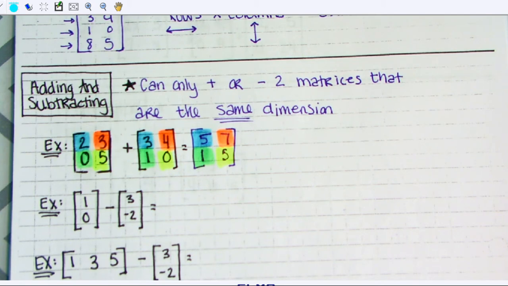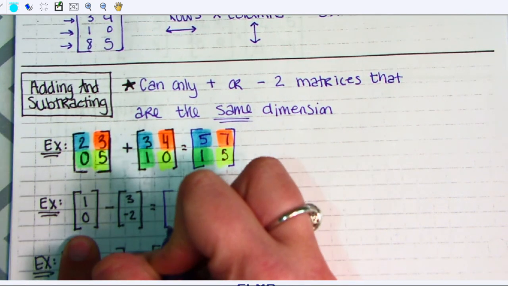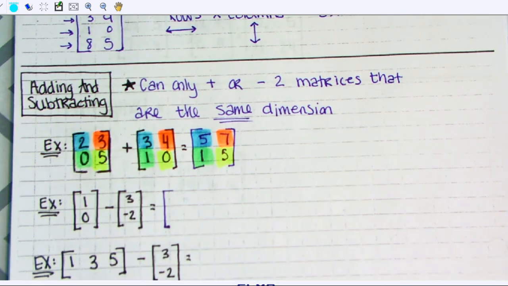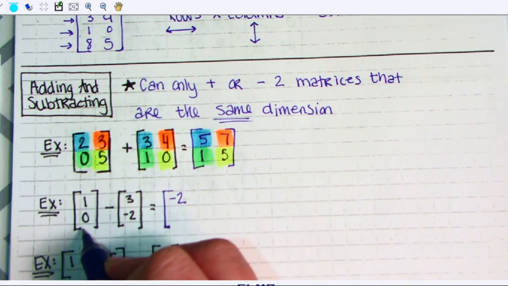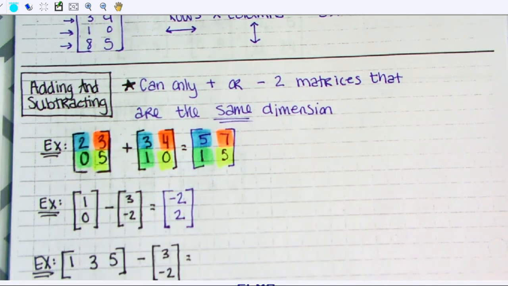Okay. Subtracting is the same thing. You just subtract. So I'm looking at my dimensions. What's the dimension of my matrix? 2 by 1. So I've got 2 rows, 1 column. My outcome is 2 rows, 1 column. So I just follow the pattern. 1 minus 3 is negative 2. 0 minus negative 2 is positive 2. That's it. It's all about location. Paying attention to the location of the numbers and paying attention to the matrix dimensions to make sure it's possible.